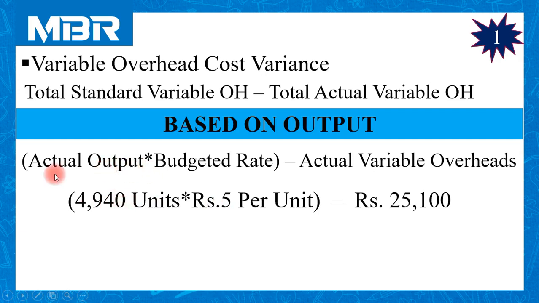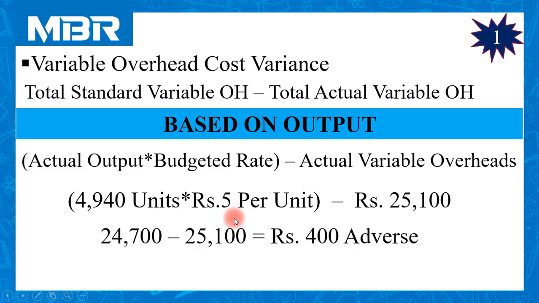As we are using actual output in units, the rate is also applicable per unit, minus actual variable overheads rupees 25,100. 4,940 units multiplied by rupees 5. So 24,700 minus 25,100. So rupees 400 adverse.